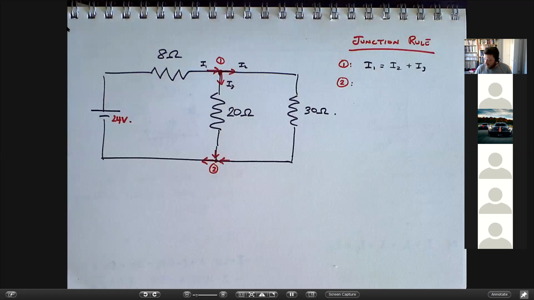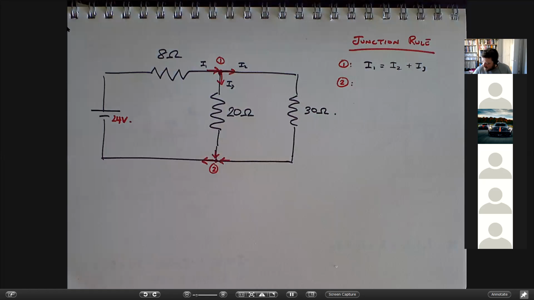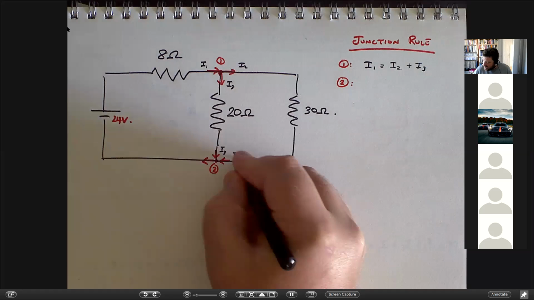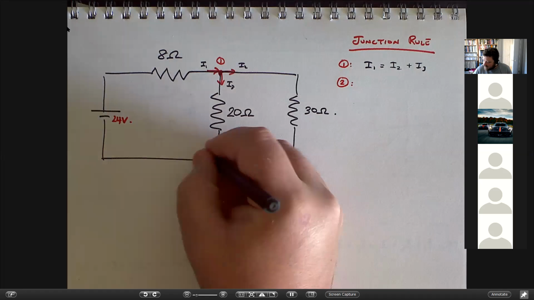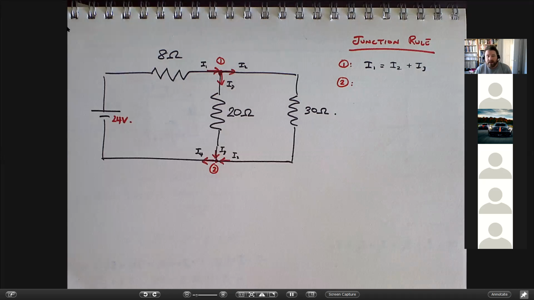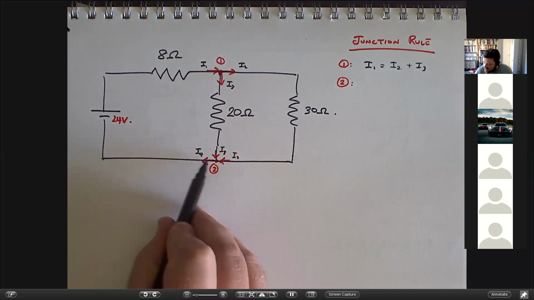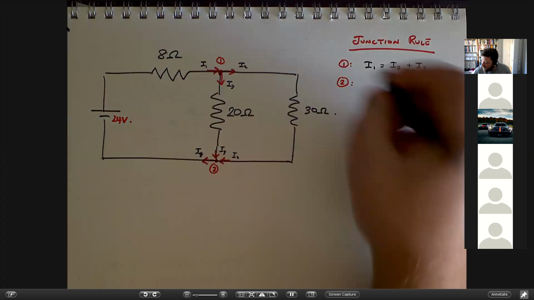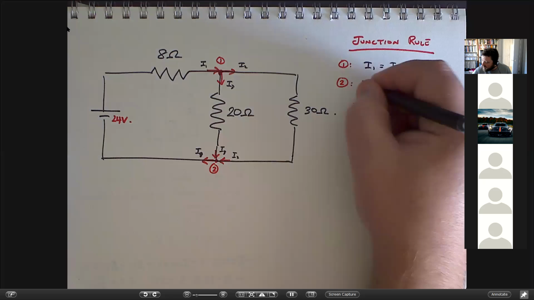Inputs equals outputs. Well, hold on. That's I3. It passes through here, so that's I3 there. I2 goes around here, so that's I2 there. And then we could call this I4. Oh, but we actually noticed that I4 is the same as I1. So what we get there is I2 plus I3.